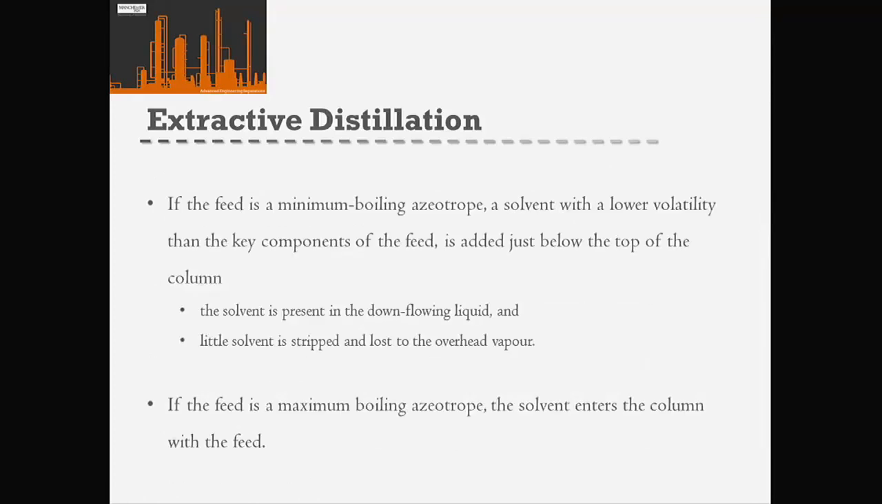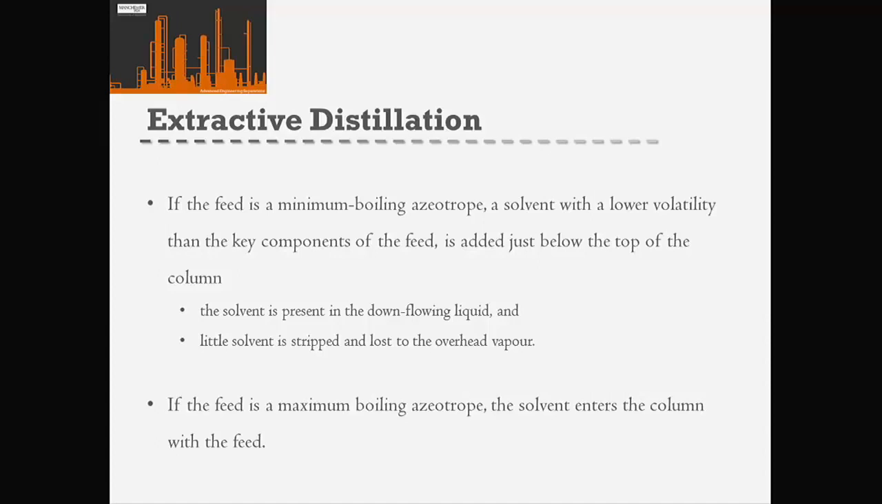Okay? So if our feed is a minimum boiling azeotrope, what we generally want to do is try and add a solvent with a lower volatility than our key components. Okay? So we want a solvent essentially with a very high boiling point. And what that allows us to do is recover it in very high efficiency from the bottom of our distillation column. But also what it means is we can add it to the top of our column, and then because it's got such a high boiling point, it'll essentially flow down our column and will hardly vaporize in our column.